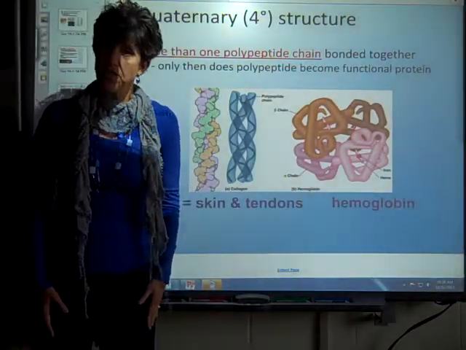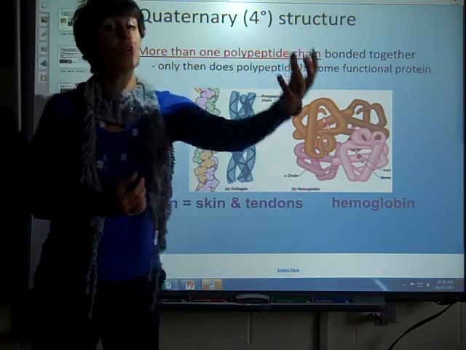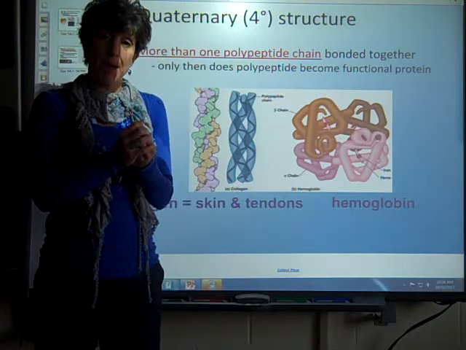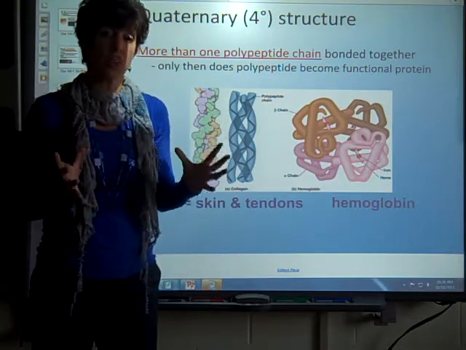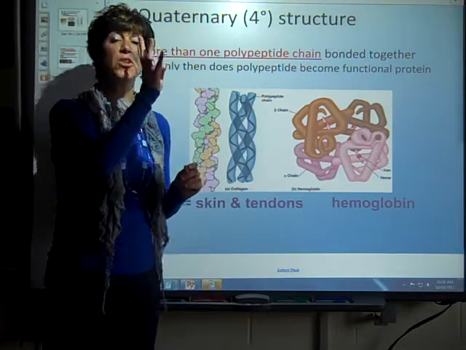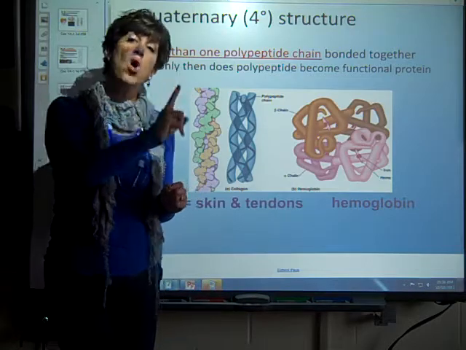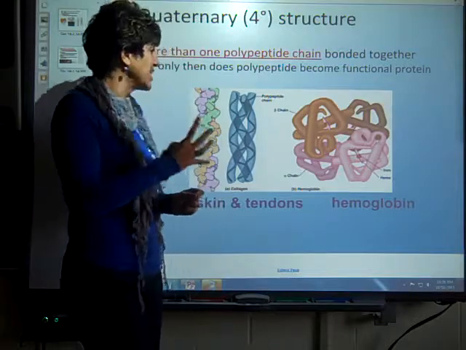Quaternary, the last level of structure, is all about one polypeptide joining with another polypeptide and maybe even a third polypeptide or even a fourth to give an overall large protein its shape. A perfect example is hemoglobin. Hemoglobin has 4 chains that make up one molecule. So the one protein hemoglobin actually has 4 polypeptide chains in it.